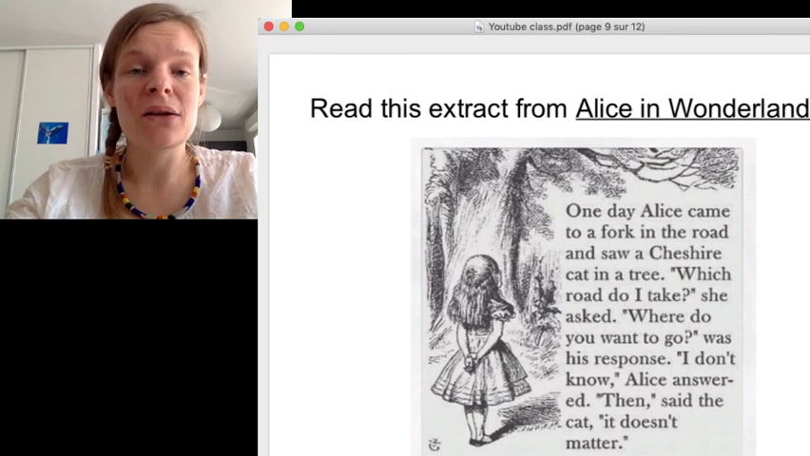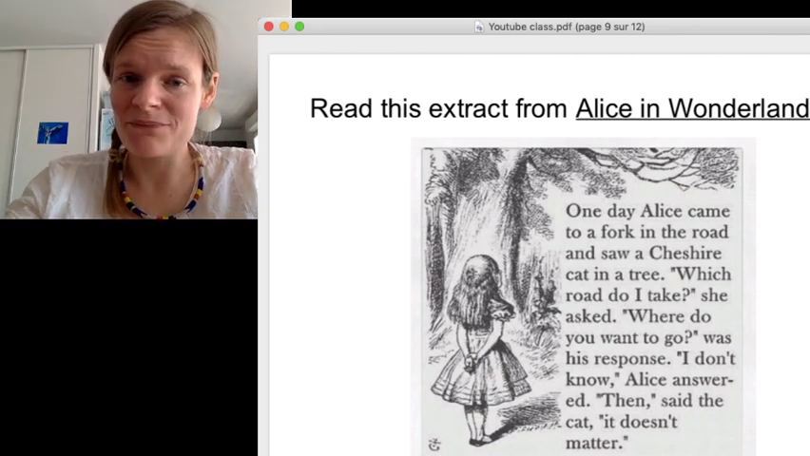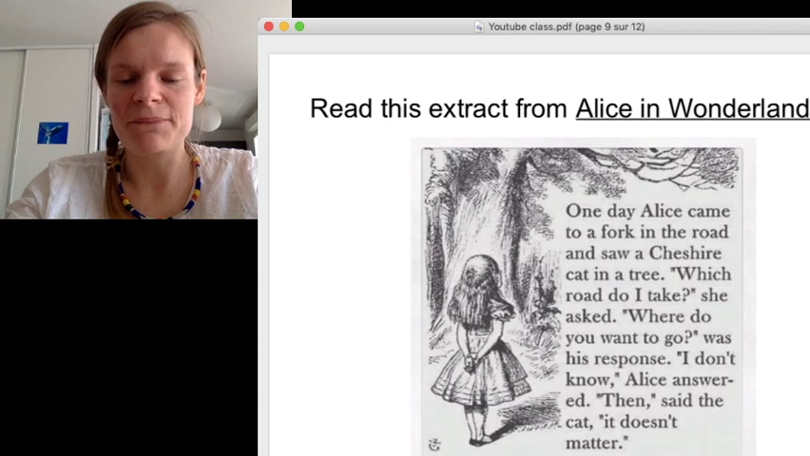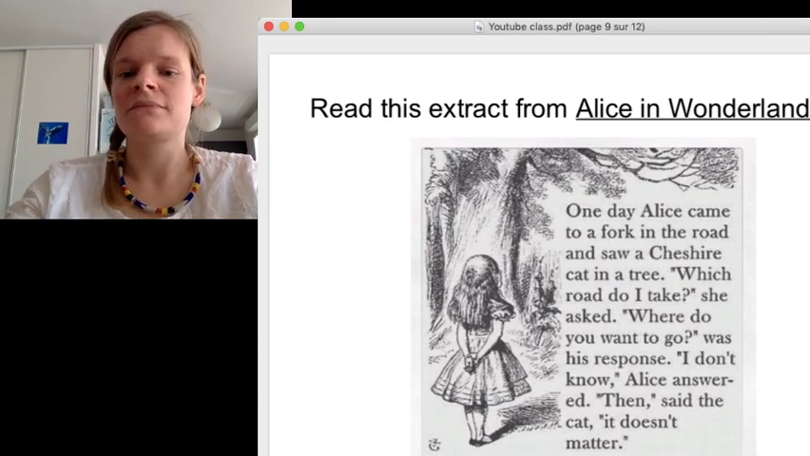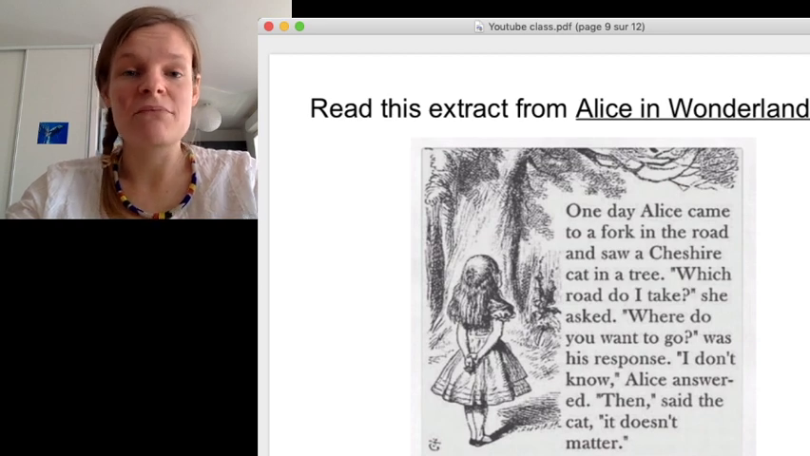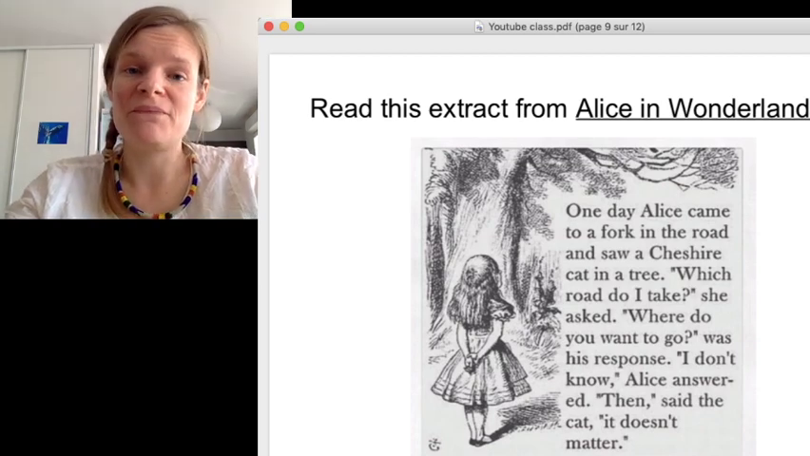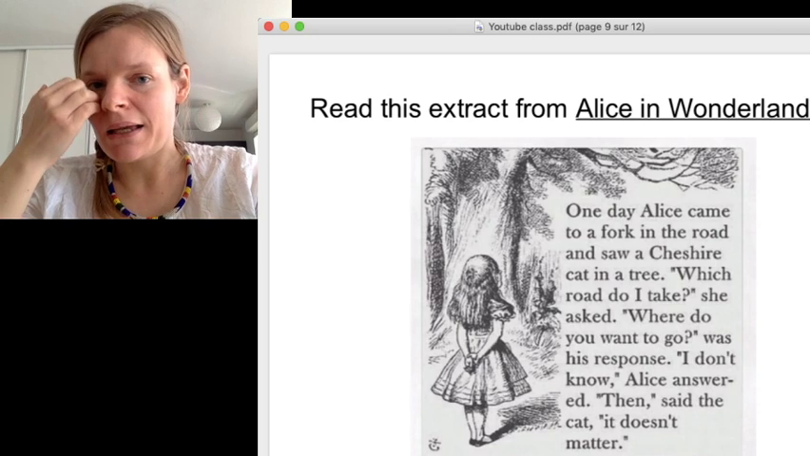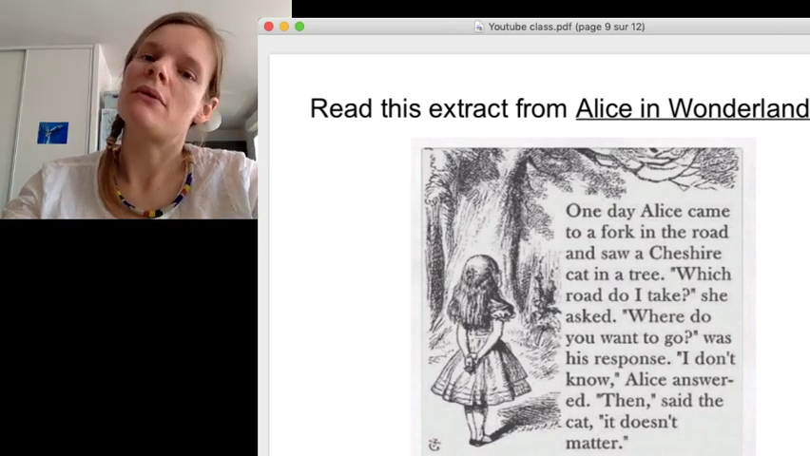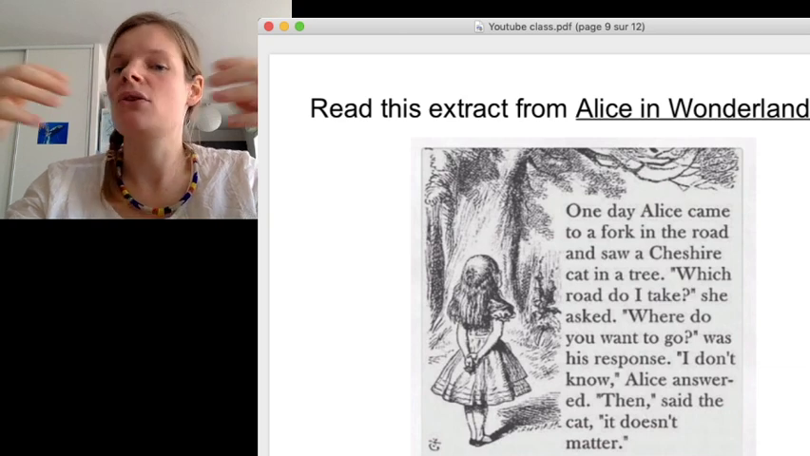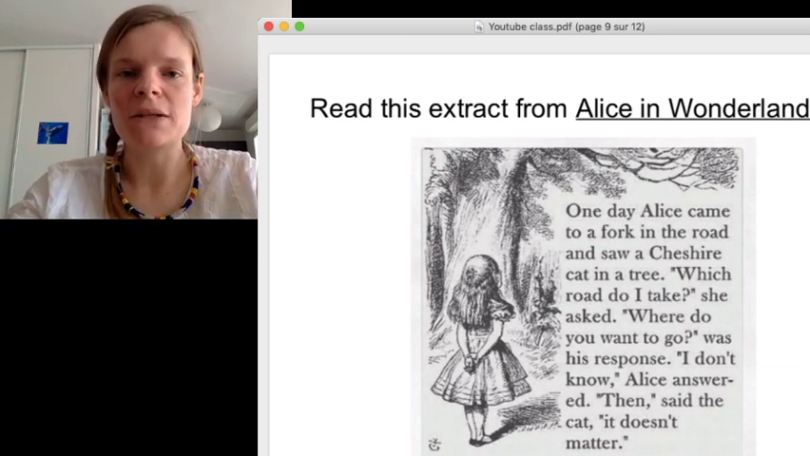And he says, where do you want to go? Okay, it depends, right? And Alice said, I don't know. So the cat replies, then it doesn't matter. So it means if you don't know where you want to go, it's not a problem if you go left or if you go right. You can go in any direction. It's not a problem. Okay?